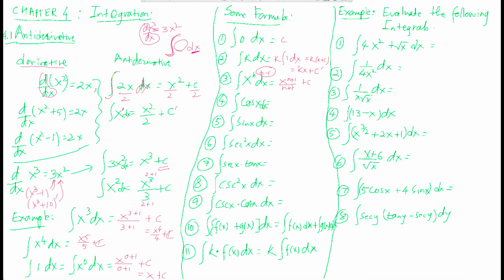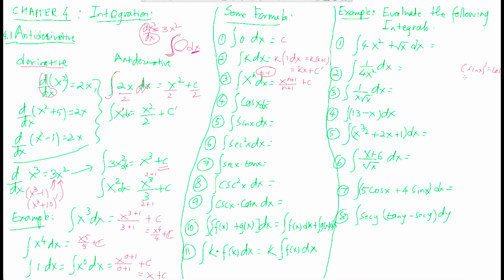So which gives you infinity. That's why n cannot be equal to -1. So what is the antiderivative of cosine x? Tell me, whose derivative is cosine x? We know that the derivative of sine x is cosine x, right? So the antiderivative of cosine must be sine, right?